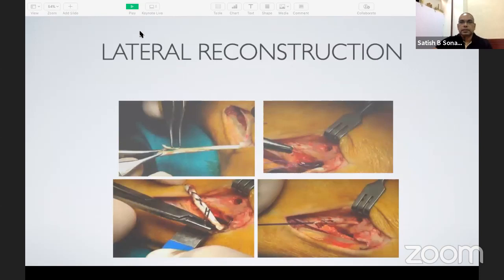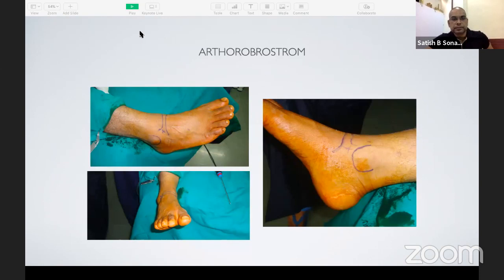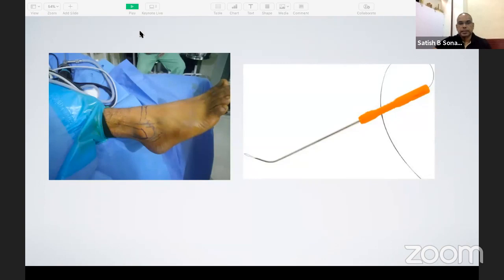I usually do it in a hanging position without any traction. I initially mark the portals. The anterolateral portal is lateral to the, just medial to the peroneus tertius. And the anteromedial portal is medial to the tibialis anterior tendon. And the foot is hanging by the side of the table. And then I mark the superficial peroneal nerve, the extensor retinaculum, and the peroneus tendon.